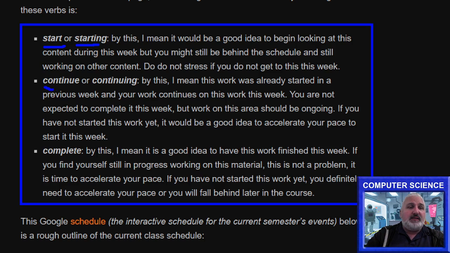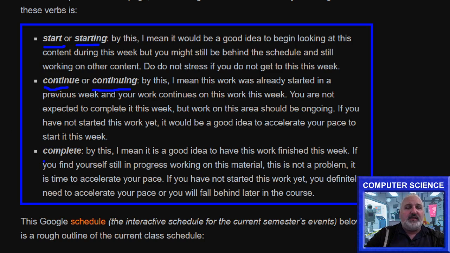Next thing up would be continue or continuing. By this, I mean you've probably already started something, right? So it should say, you should be continuing advanced classes part 4, which means you probably started it the week before or the week before that, and this work is ongoing through that week. If you haven't yet started this content and you see the word continuing, this should put a little more pressure on you to think, okay, I better get started now because it looks like that piece of content has already been started in the week before.